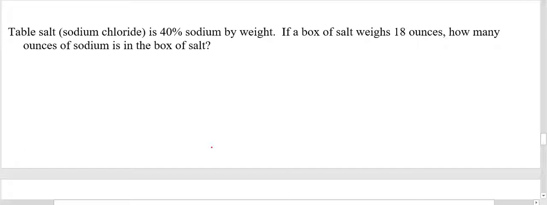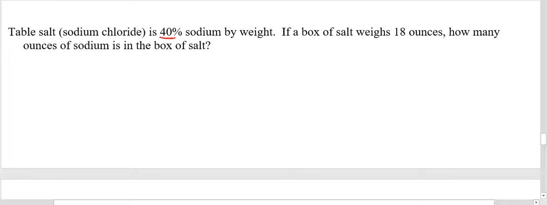Okay. Now this next one is we have table salt, which is sodium chloride, is 40% sodium by weight. So that means that whatever the weight of the box or the jar or jug or whatever of salt that you have, 40% of that salt is sodium. If a box of salt weighs 18 ounces, how many ounces of sodium is in the box of salt?